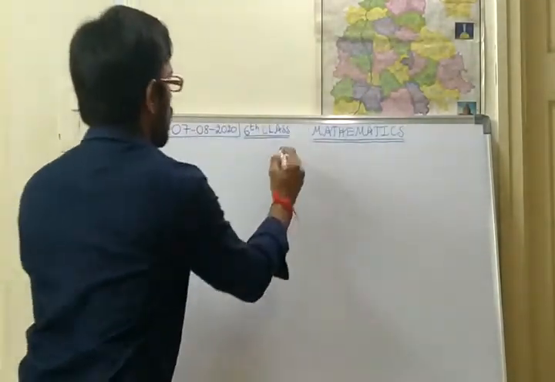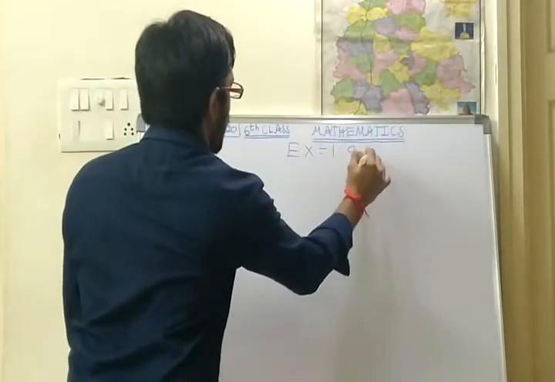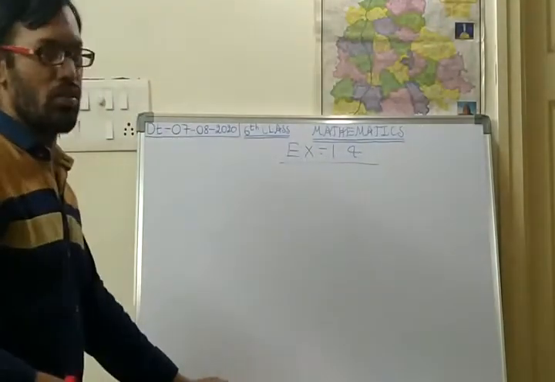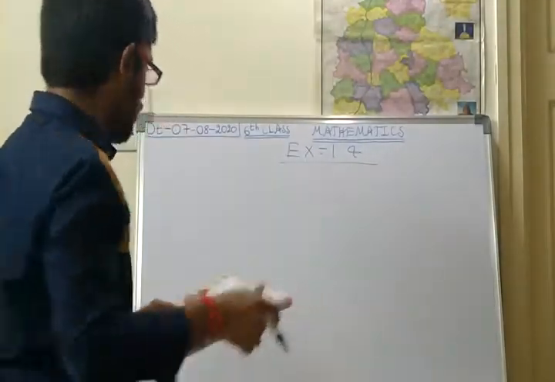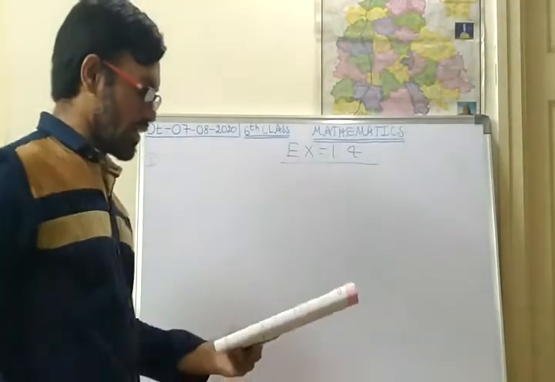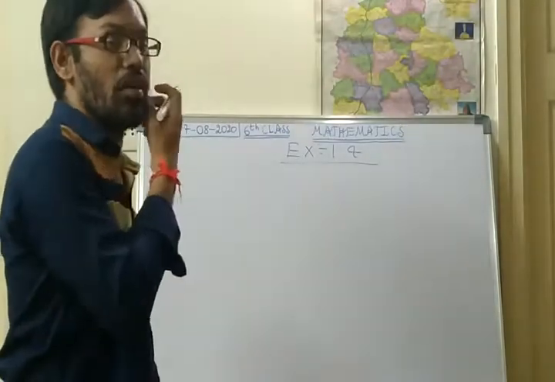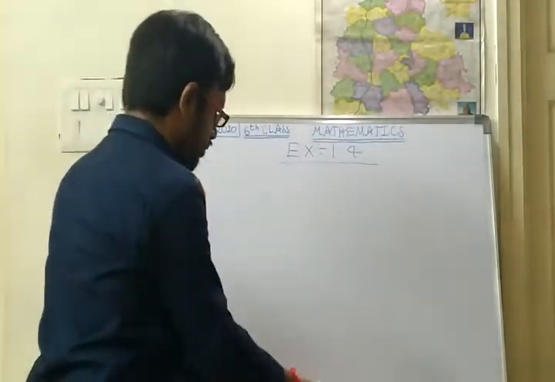So in today's class we shall start with exercise 1.4. Okay, exercise 1.4. So in exercise 1.4 we shall go with the first bit. What is the first bit? Write the numbers using commas according to International System of Numeration. Write the numbers using commas.